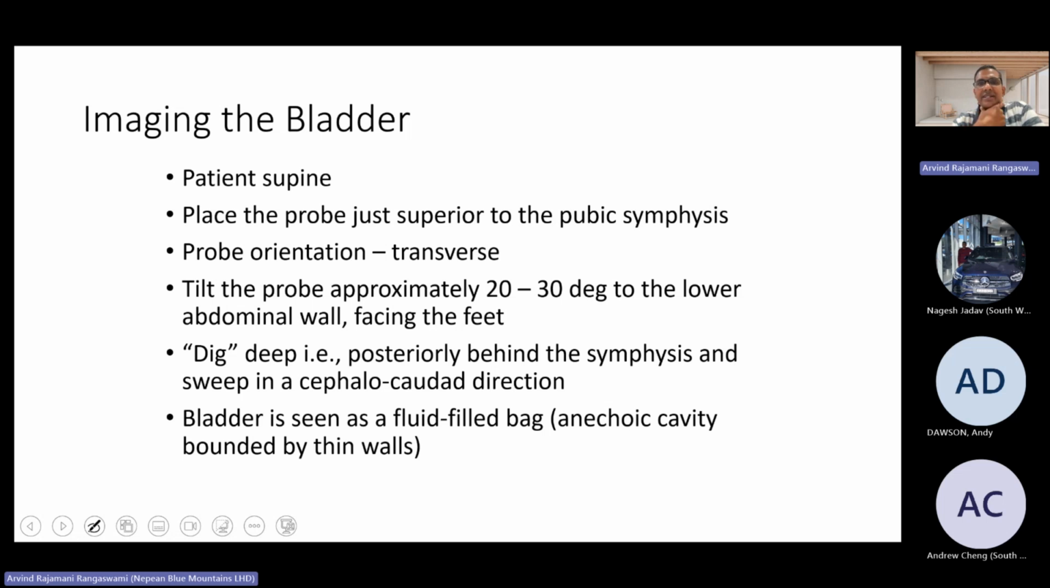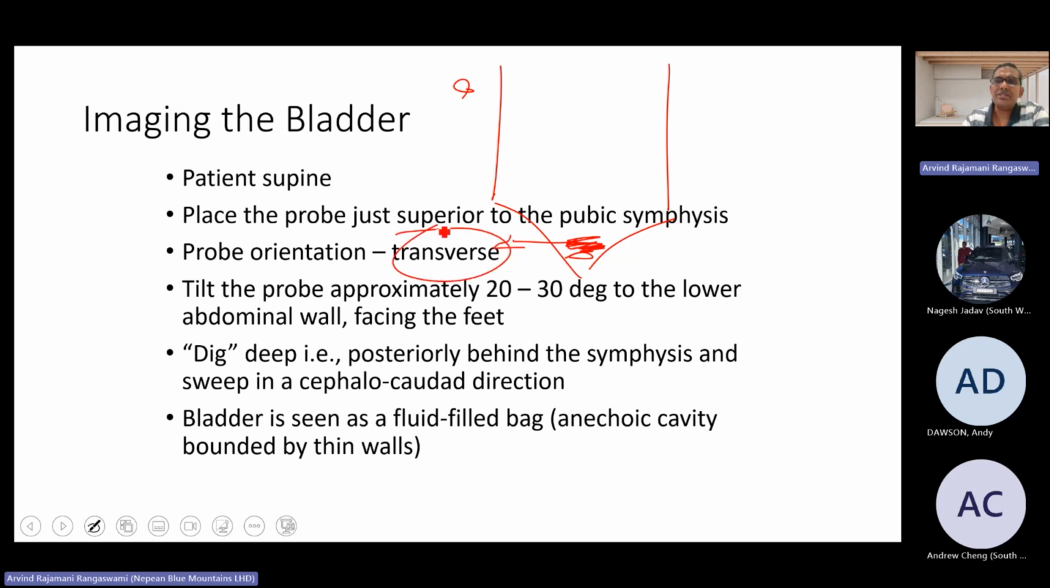Okay. As far as the bladder is concerned, if this is the pubic symphysis here, you keep the probe transverse along the pubic symphysis, just superior to it. The probe is facing the 9 o'clock position, because that's where the screen marker is going to be. So you preserve the anatomy on the screen. The left and right orientation on the screen is maintained if you keep that orientation. So you keep it transverse.